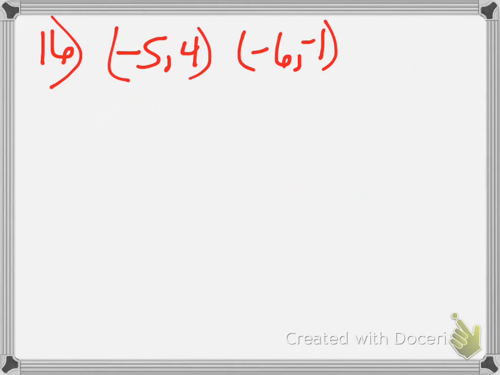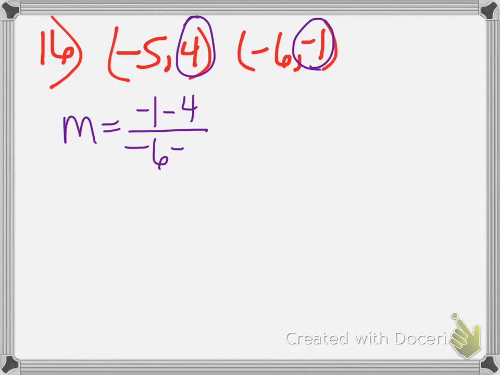Number 16, we are looking to write the point slope, or the slope-intercept form. So my slope is going to be y2 minus y1 over x2 minus x1, which is negative 5 over negative 1, which is 5. So I know my slope. I just have to find the y-intercept.